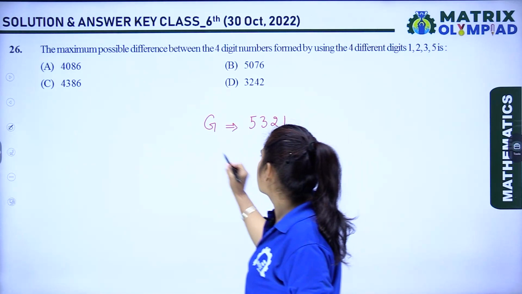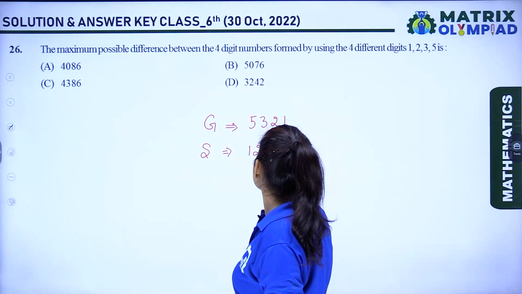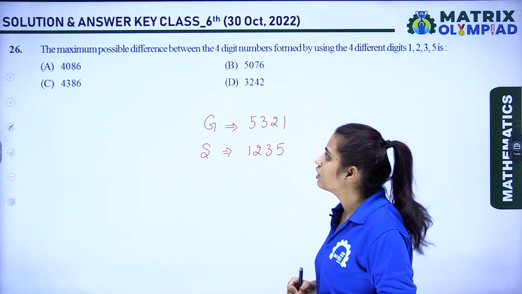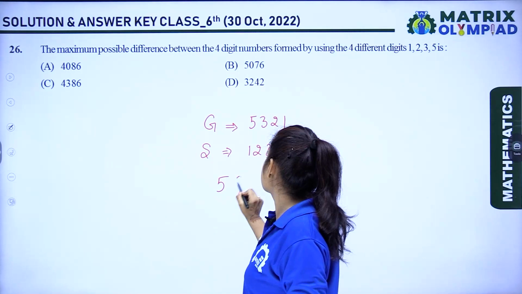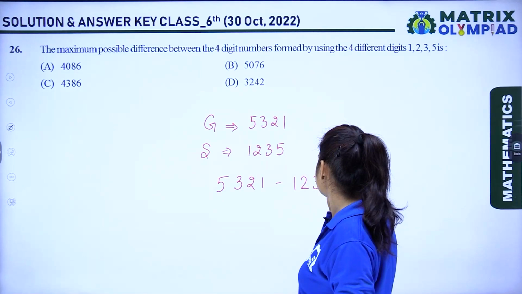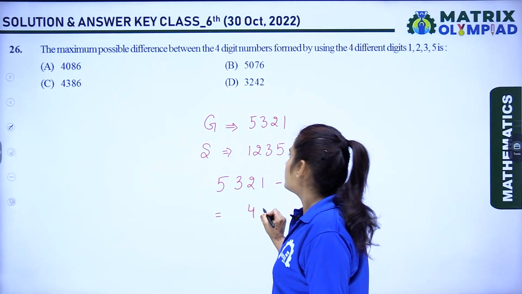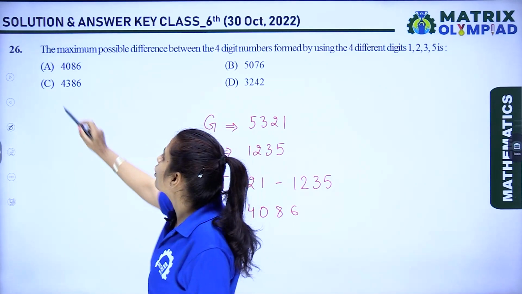Now, smallest four digit number is 1235. Now, we have to find out the maximum possible difference between these four digit numbers. Now, what we are going to do? We are going to simply subtract these two numbers and find out the difference. So, the difference is 4086. So, according to the options, we can say that option A is the correct answer.